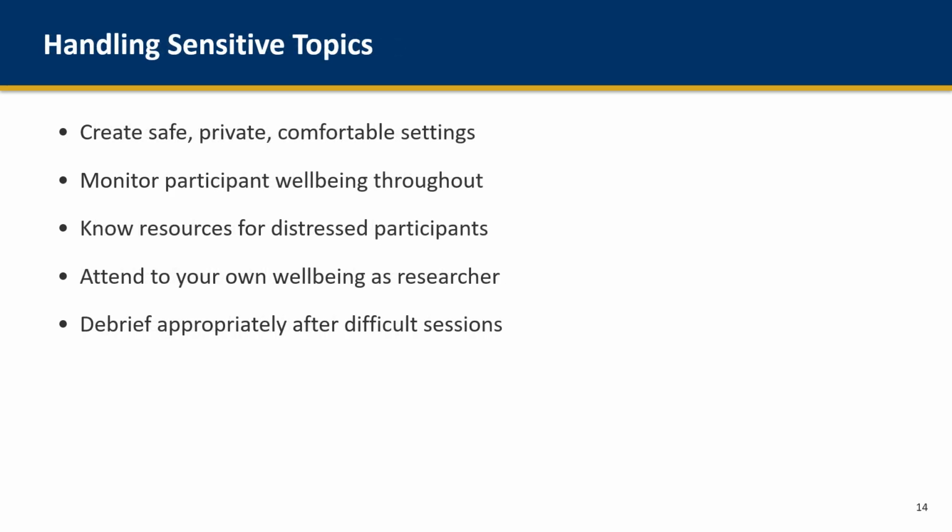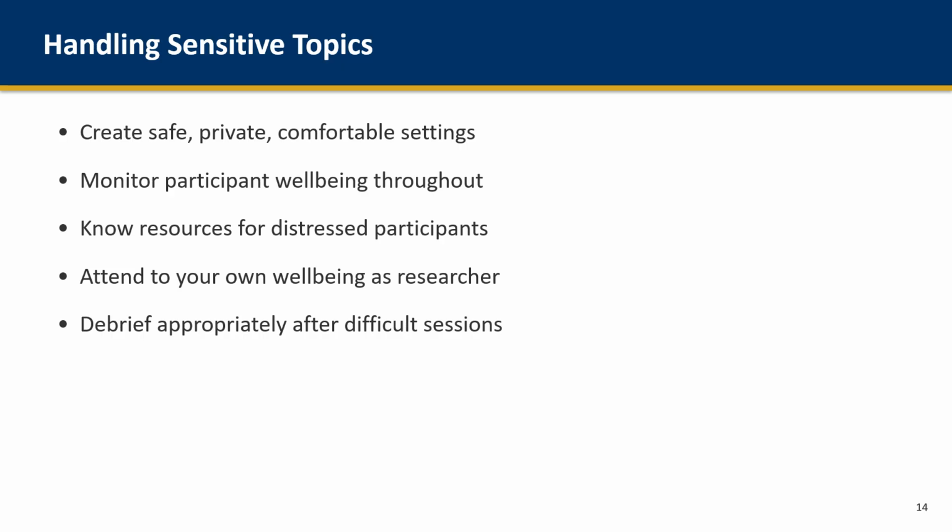Research on sensitive topics, trauma, abuse, illness, illegal behavior, stigmatized experiences requires particular attention to participant and researcher well-being during data collection. Create safe, private, comfortable settings for discussing sensitive topics. Privacy matters both literally, no one should overhear, and psychologically, participants should feel the space is secure. Physical comfort, adequate time, and relaxed pacing all contribute to safety that enables authentic disclosure.